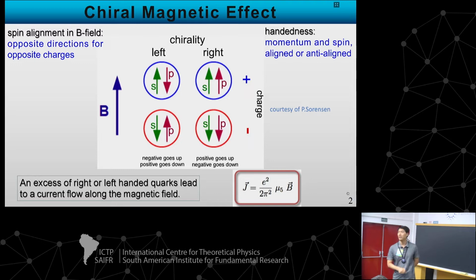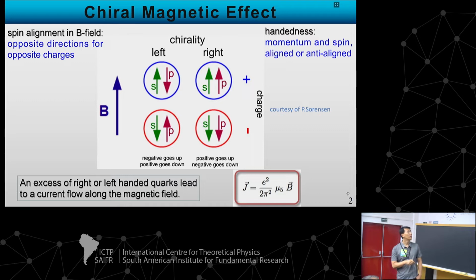For the chiral magnetic effect, the first thing is spin alignment in the magnetic field. If you have a very strong magnetic field, particles will have their spin either aligned or anti-aligned with the magnetic field, depending on the electric charge. Then for chirality, or handedness, it means momentum will follow the same direction as spin or the opposite direction. We call it aligned or anti-aligned, or right-handed and left-handed.